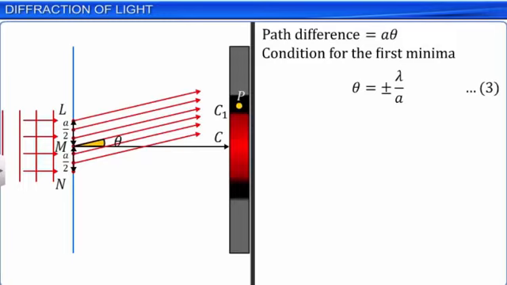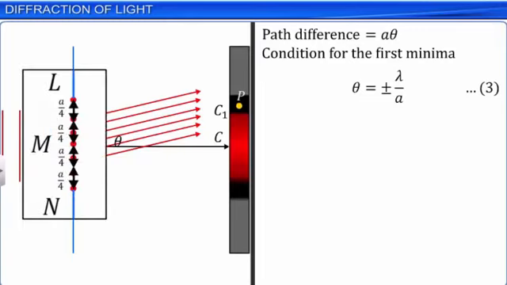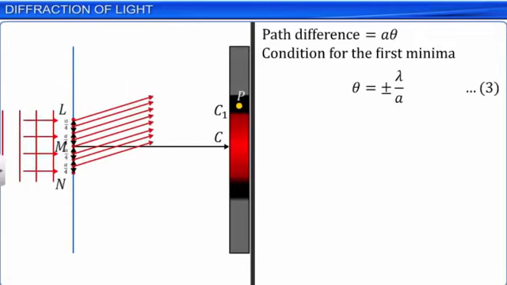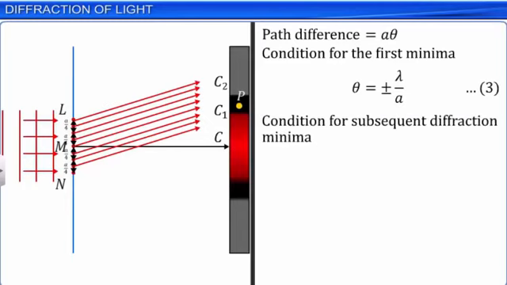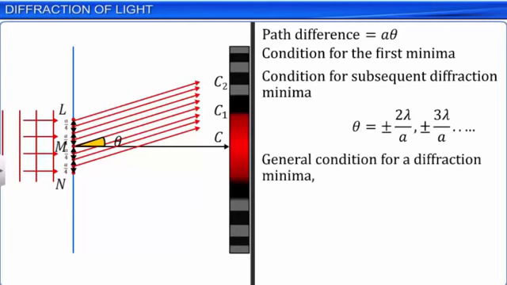We can also divide the screen into 4 parts, 6 parts, and so on. And using a similar argument, we can show that the subsequent diffraction minima occur whenever theta is equal to plus or minus 2 lambda by A, plus or minus 3 lambda by A, and so on. So, the general condition for a diffraction minima can be written as theta is equal to n lambda by A, where n is an integer. Let this be equation 4.